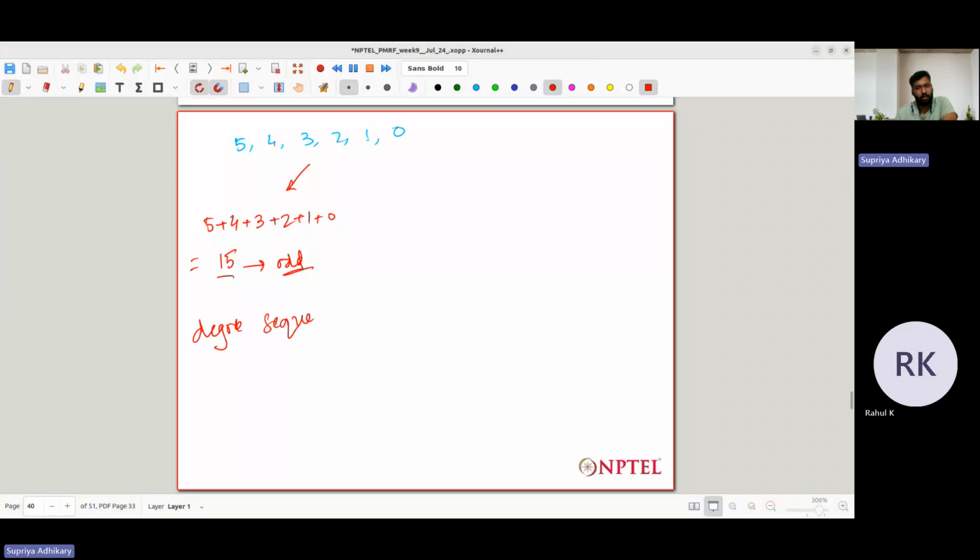Or we can say that this degree sequence is not graphic.